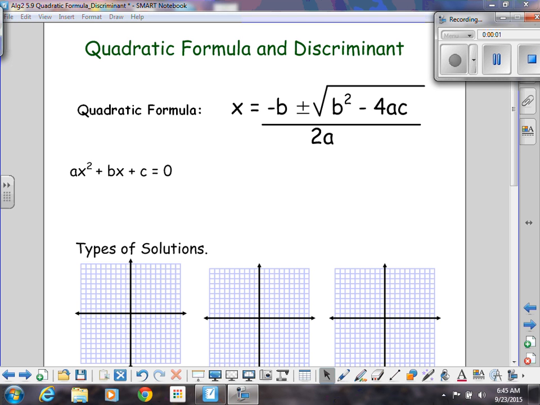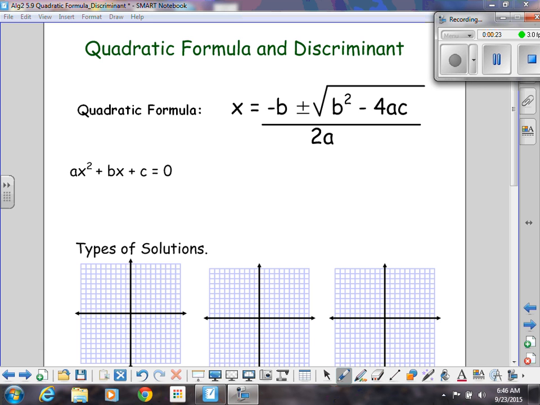Hello, we're going to discuss the quadratic formula today, which should be a review from Algebra 1. And then I'm going to introduce a new thing called the discriminant. So, quadratic formula. The good thing about the quadratic formula is that it always works for any quadratic equation. However, we have to be very careful when using it because it's very easy to make a mistake.